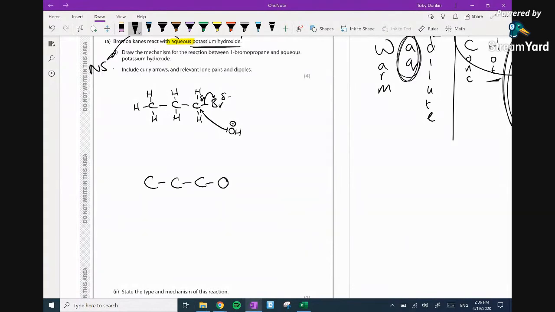Yep, so we've now formed propan-1-ol. You've got to have that 1. But the marks are all in the mechanism. You don't actually need the product. The products tend to be asked for in later questions. Then I draw the product.